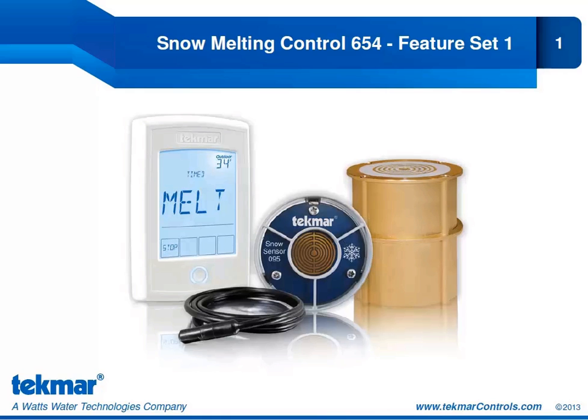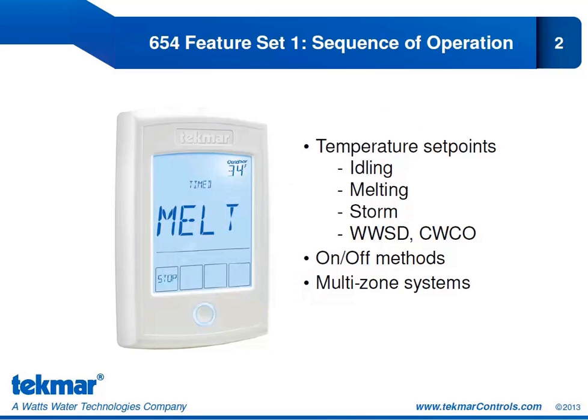This segment again looks at the SNOMELT Control 654, but this time we're going to take a specialized look at some of the new features that this control offers. The features we're going to look at in this fifth training segment, which is titled Feature Set 1, are those features that relate to the sequence of operation.